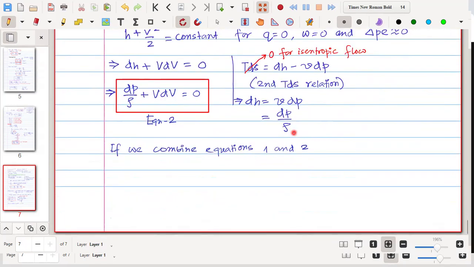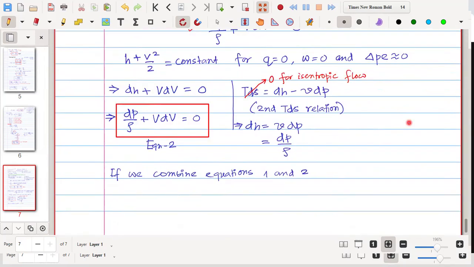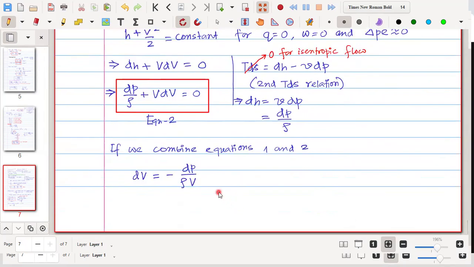So from equation 2, what is dV? dV, what is that? dV is equal to minus dP by rho V. Okay. So this is energy conservation. This is one important relation that we will refer.